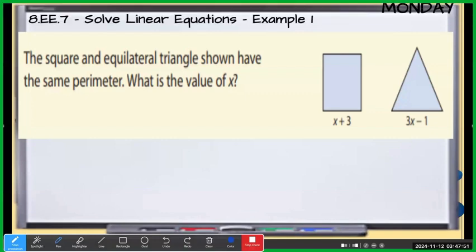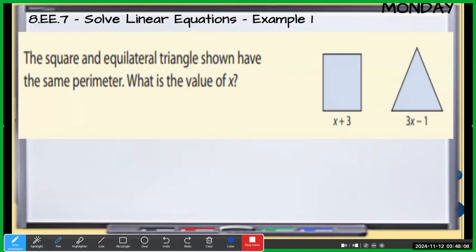All right, it said the square and equilateral triangle shown have the same perimeter. What was the value of x? It's pretty fun, so you need to look and see the one that says example one. Keep your notes out. I never say put your notes up, but you haven't learned it enough to put your notes up. Keep your notes right to the side.